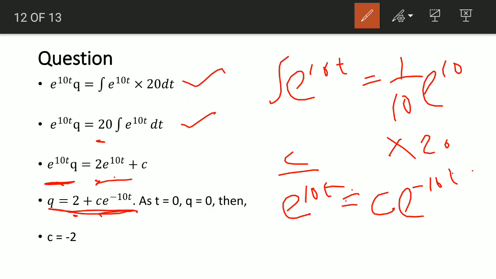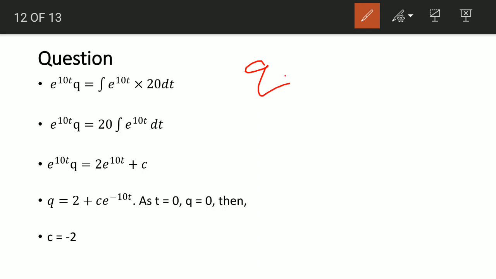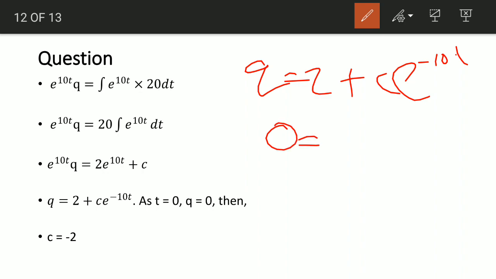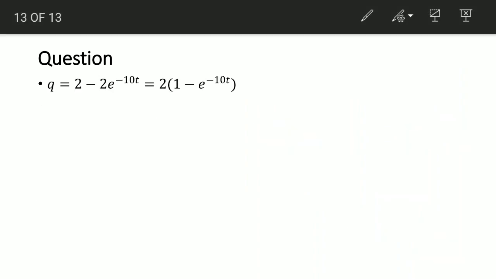So at t equal to 0, q will be equal to 0. If we substitute t to be 0 and q to be 0, you will get c to be minus 2. We can quickly check that out. You have q equal to 2 plus c exponential minus 10t. When q is 0, you have 0 equal to 2 plus c times exponential 0. So that means 0 is equal to 2 plus c, so c equal to minus 2. Now if you substitute the value of minus 2 for c, this is exactly what you're going to get: 2 minus 2 exponential minus 10t, which you can factorize to have 2 times 1 minus exponential minus 10t.